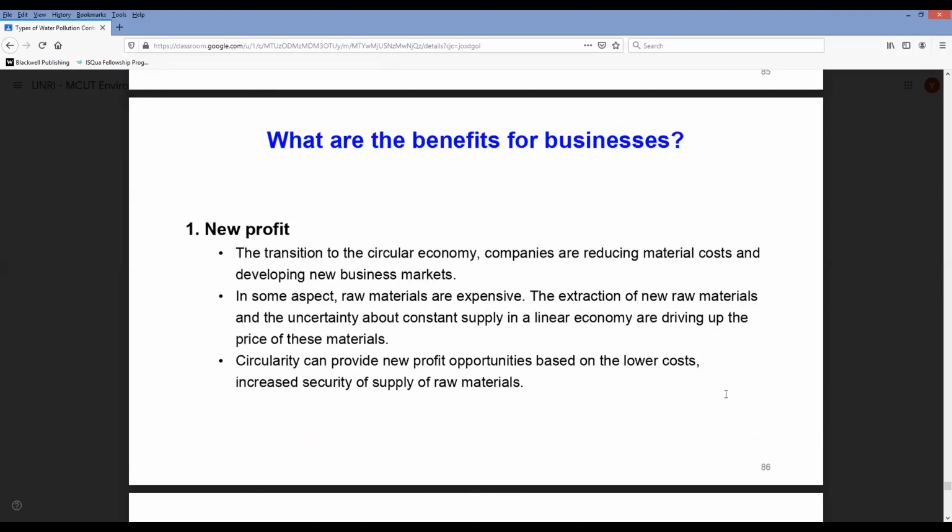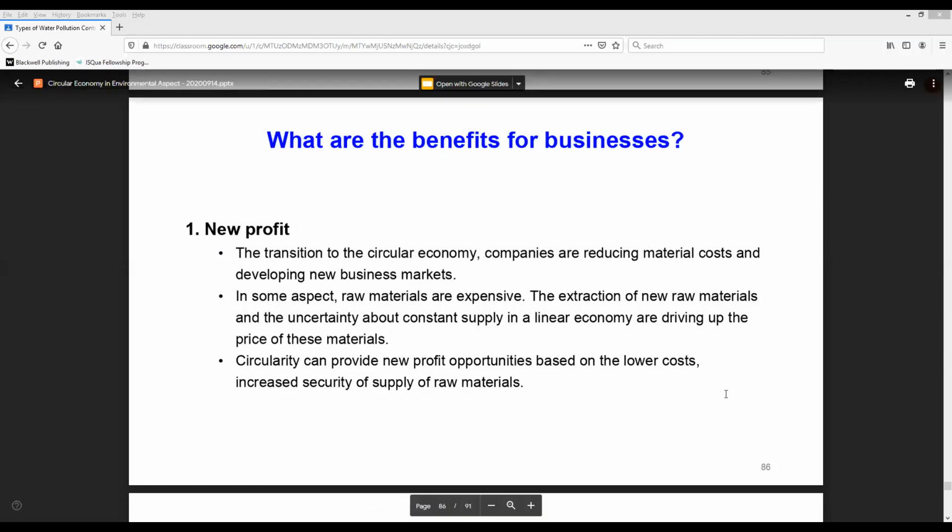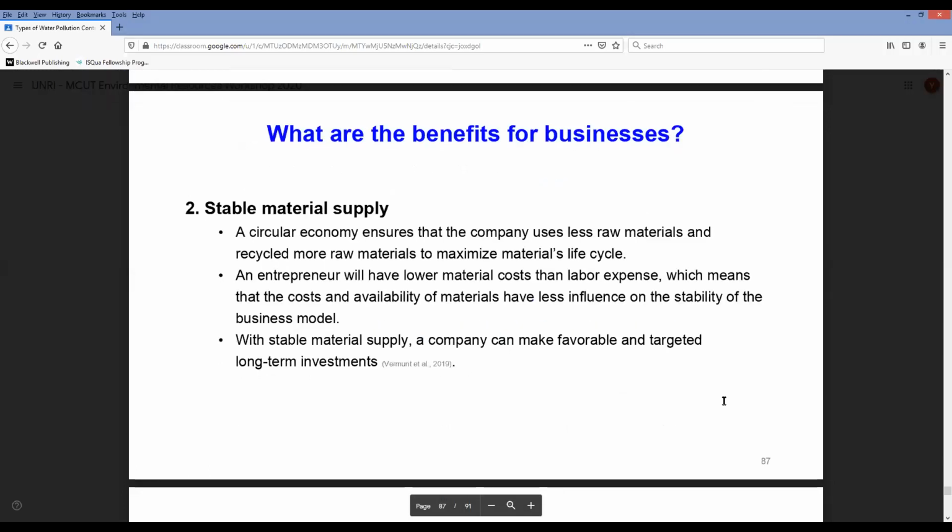And then what is the benefit for business? They can make more money, they can make new profit. In the transition to the circular economy, companies are reducing material cost and developing new business markets. So this is good for business people. If they follow the circular economy process, they are able to make money. Okay, next please.